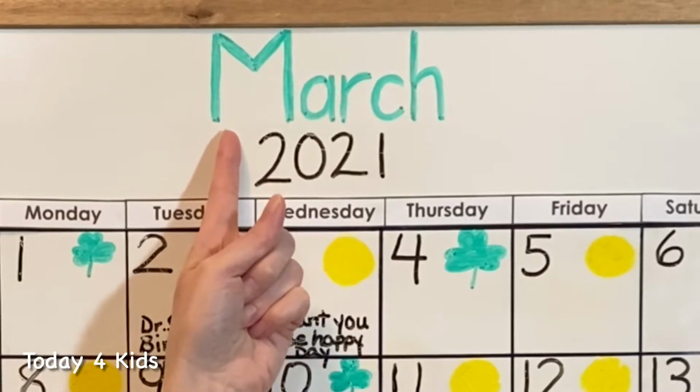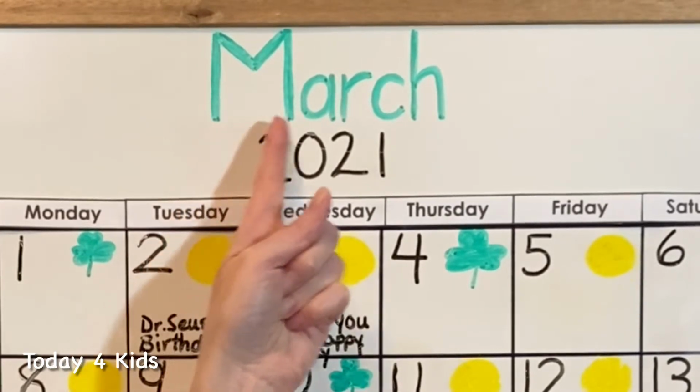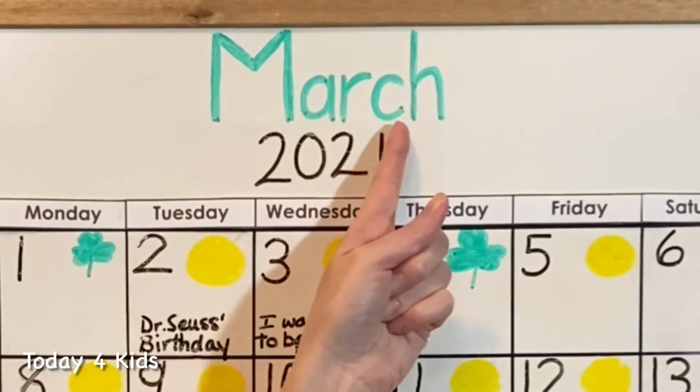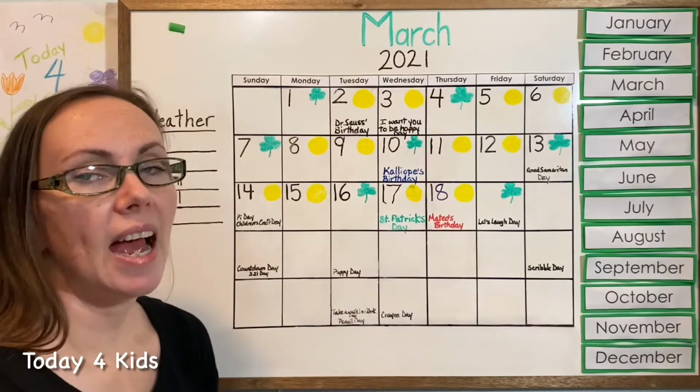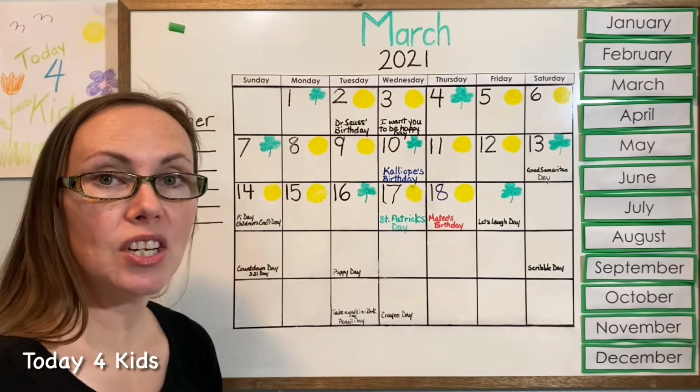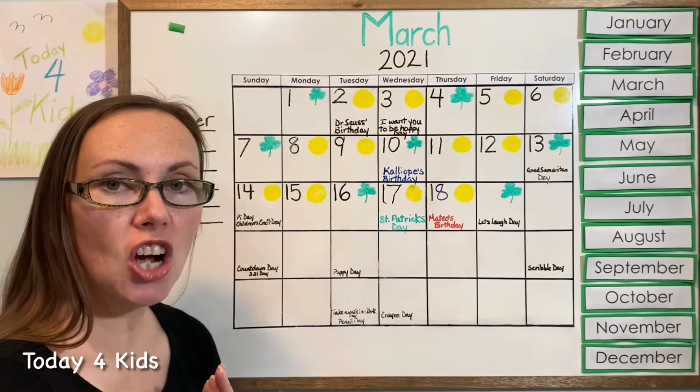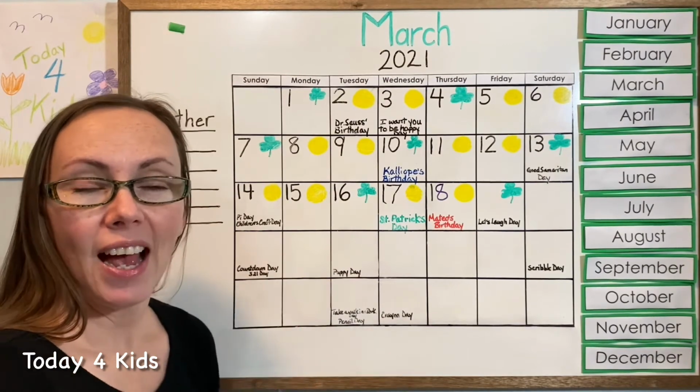So capital M because it's the name of our month, M-A-R-C-H, March. And March has 1 syllable. Can you clap it with me? March. Good job. One more time. March. Excellent.